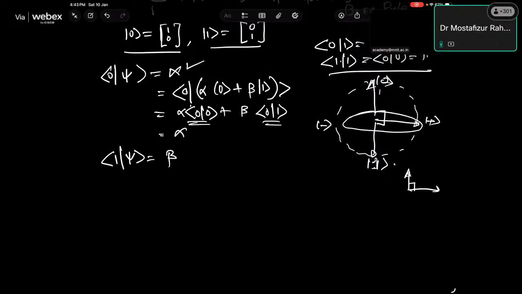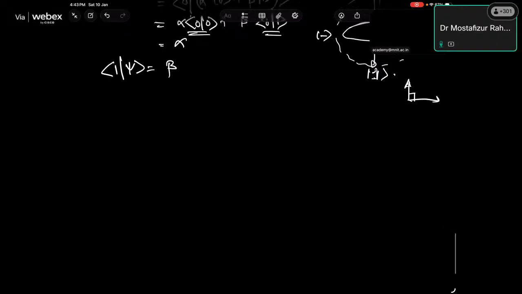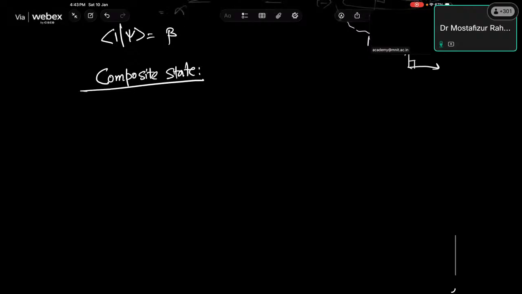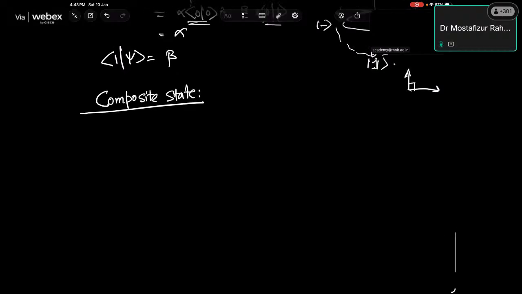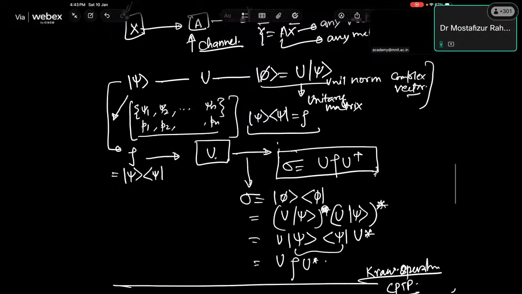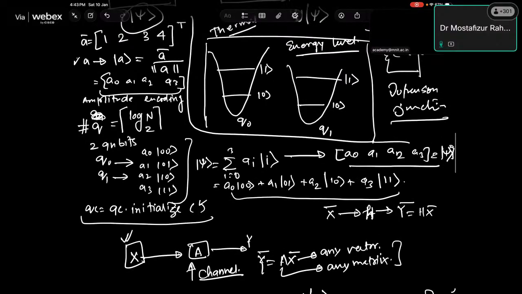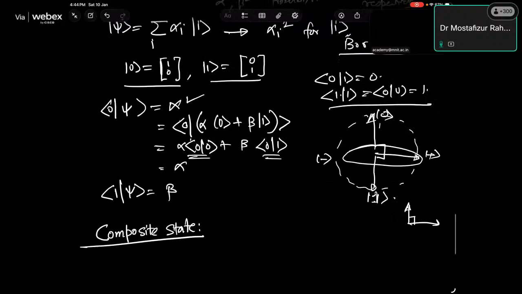Now we'll be learning an important thing called the composite state. And this is very different from the classical state, right? Because the classical state you have already seen in other lectures. Like I was drawing, the energy states of two artificial atoms. So if you have more than one atomic system, we represent them with something called a composite system.